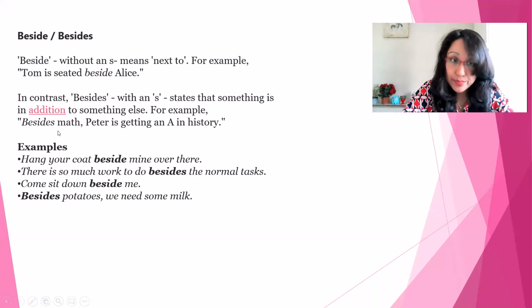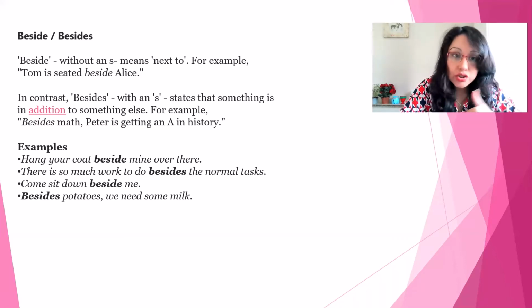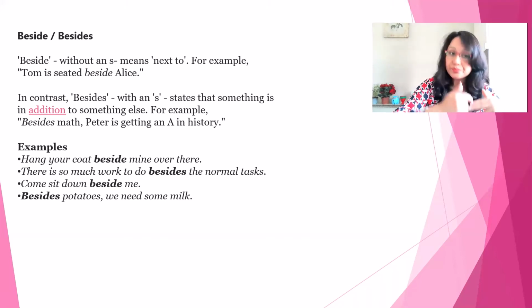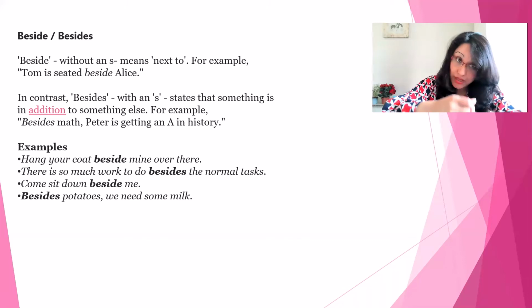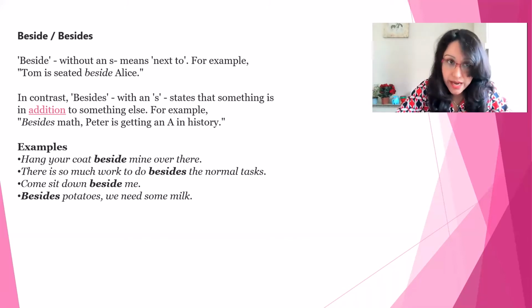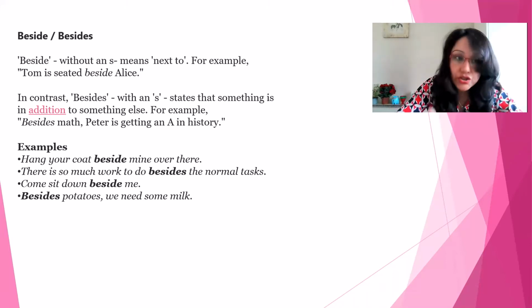In contrast, besides, which is with an S, states that something is in addition to something else. For example, besides math, Peter is getting an A in history. In addition to maths, that means he has an A in math. In addition to that, he's also getting an A in history, all right? So beside without S, next to. Besides with an S, in addition to something.